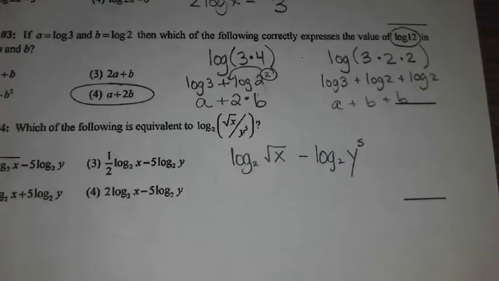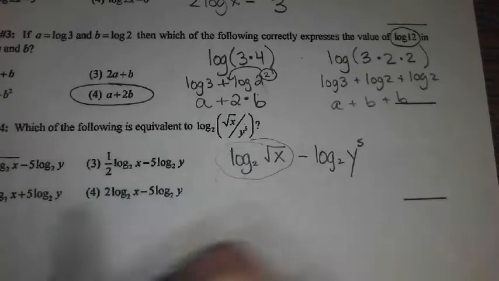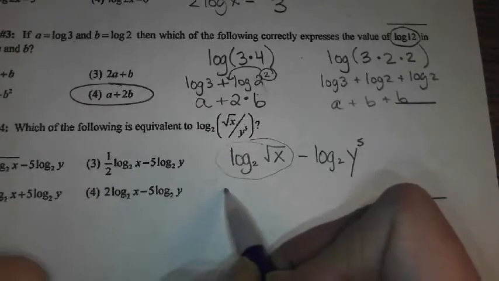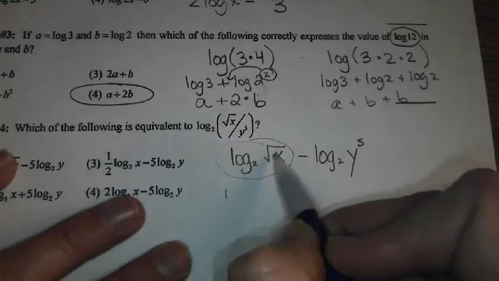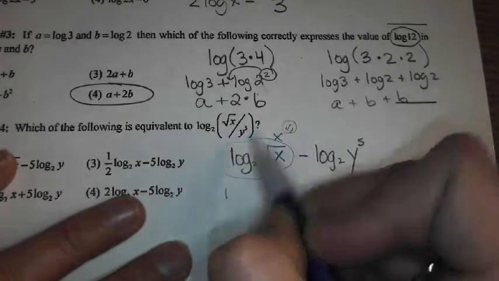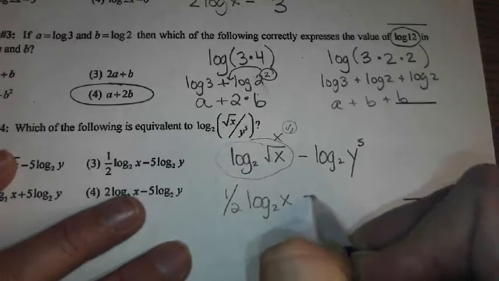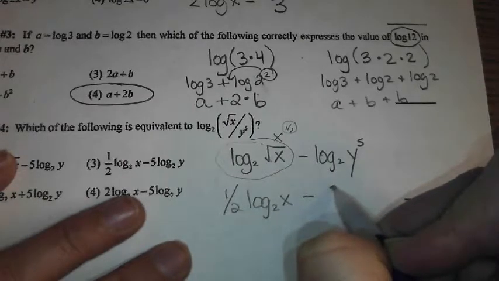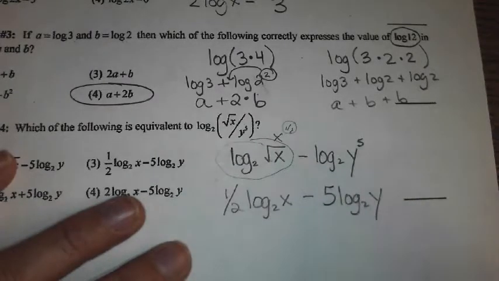Excellent. But then obviously we have a follow-up property here. And it starts with this one. What can I do with the first term here? How can I rewrite that? Nate? Yes, because square root of x is technically x to the 1/2 power. So you can bring that 1/2 out in front. 1/2 log base 2 of x minus, bring that 5 out in front, 5 log base 2 of y.